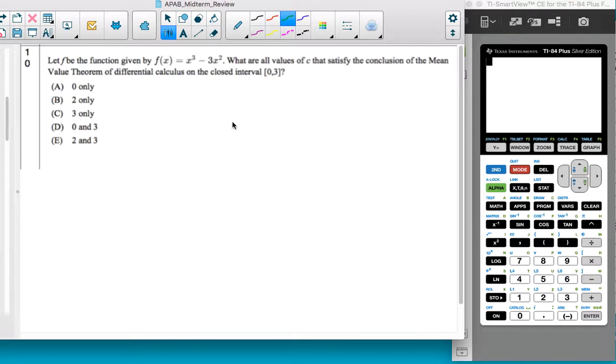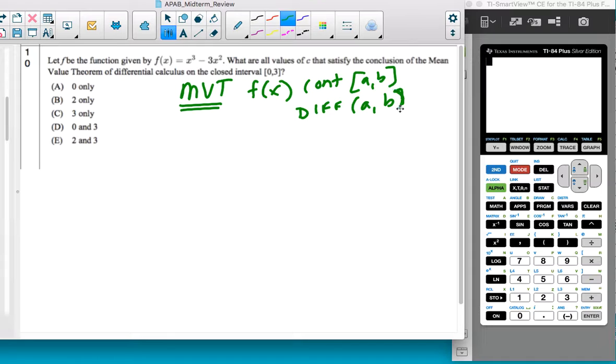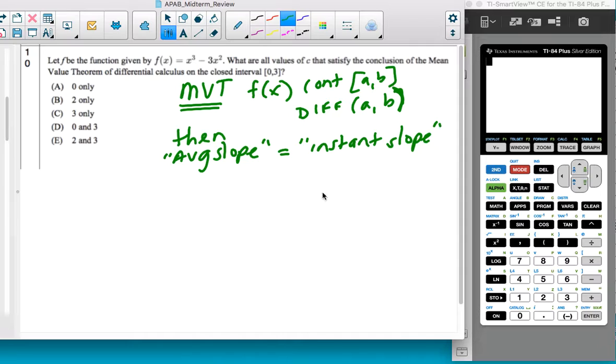The short version of what the Mean Value Theorem says is that if your function f is continuous on some window from a to b and differentiable on the open interval from a to b, then, and this is again the very oversimplified version, average slope equals instant slope. So essentially, the old school slope that you would find in Algebra 1, y2 minus y1 over x2 minus x1, is equal to the derivative, which is the instant slope, right? So I'm going to go ahead and find both of those things.